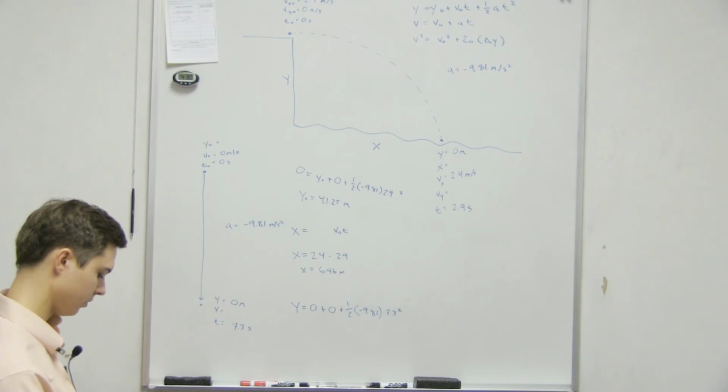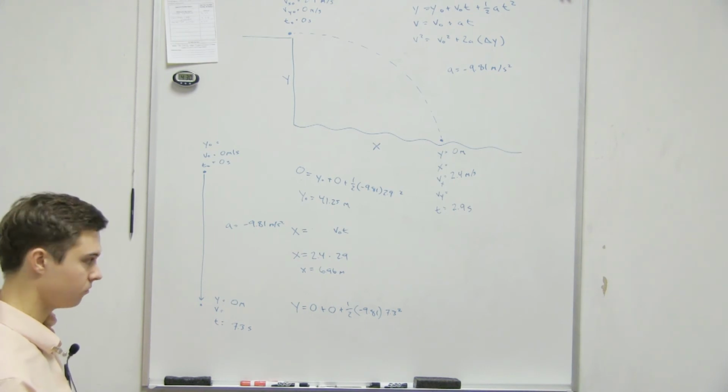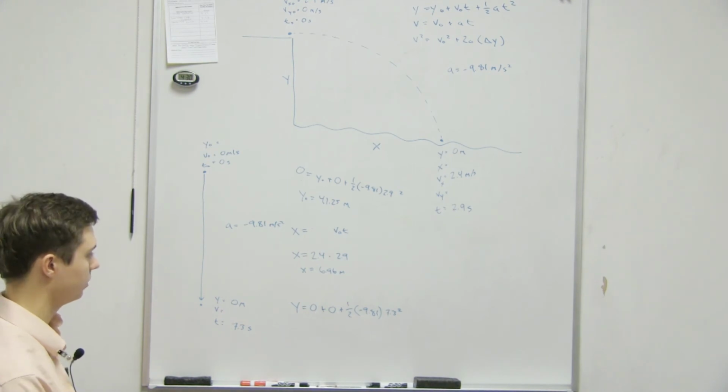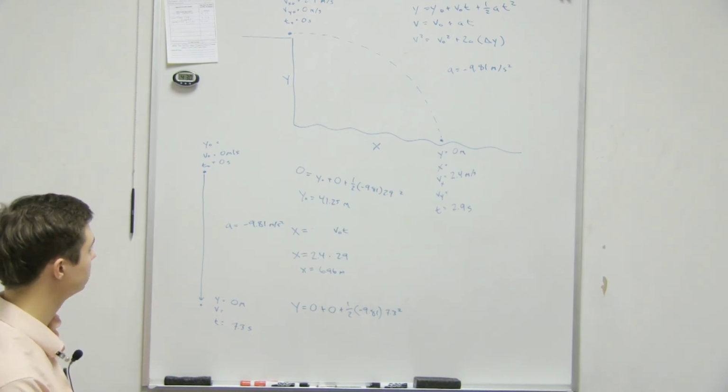So 7.3 squared times 9.81 divided by 2. So we end up with negative 261 meters.